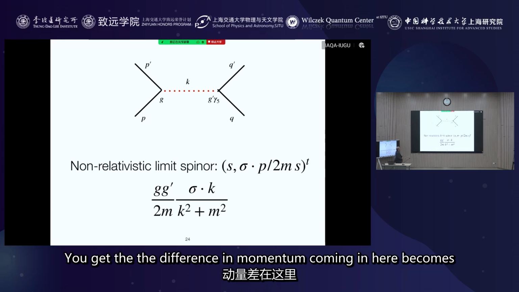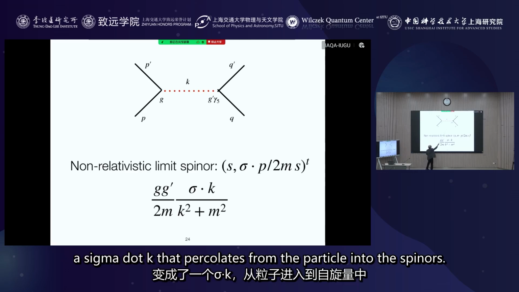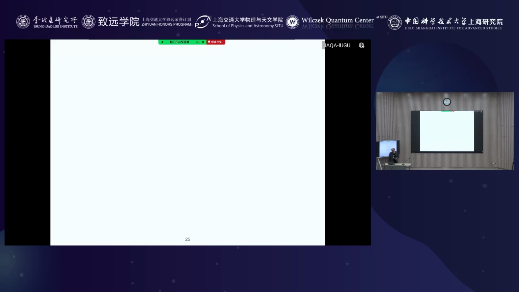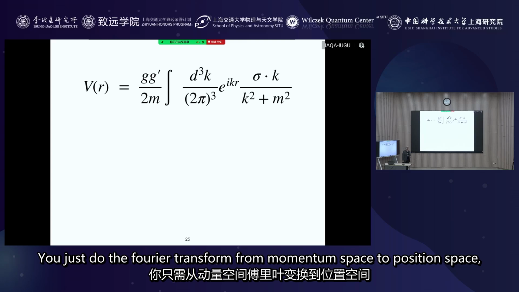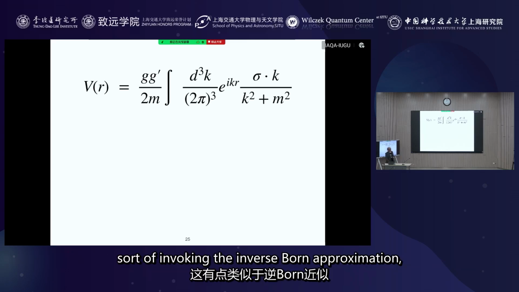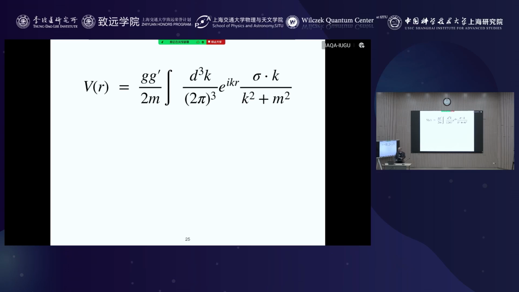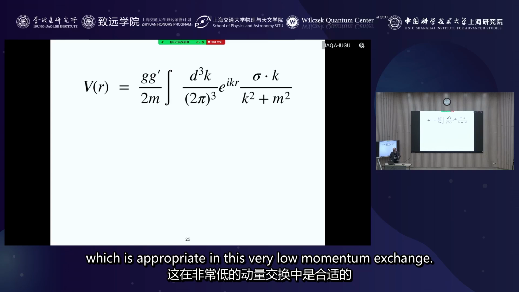Okay, you get the difference in momentum coming in here becomes a sigma dot k. That percolates from the particle into the spinners. What does that mean as a force? Well, you just do the Fourier transform from momentum space to position space, sort of invoking the inverse Born approximation, which is appropriate in this very low momentum exchange.